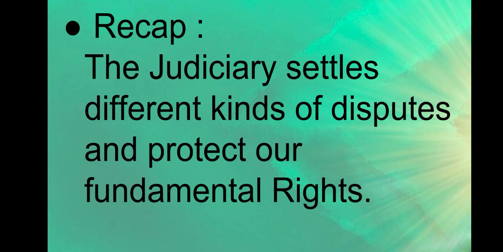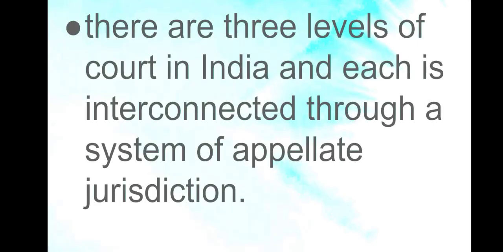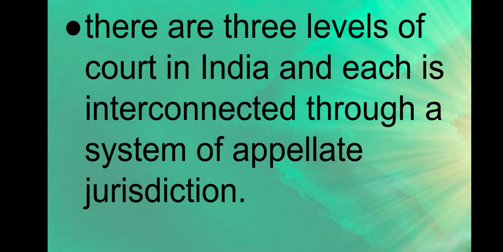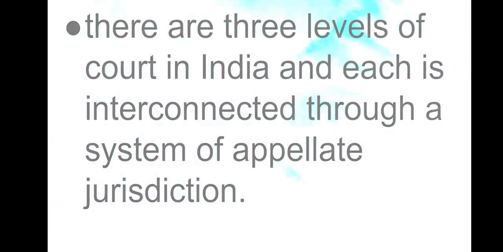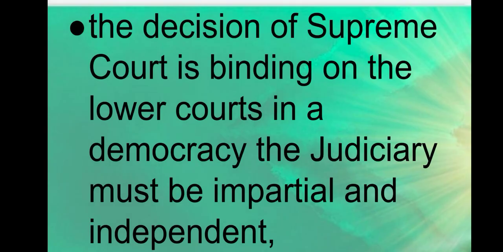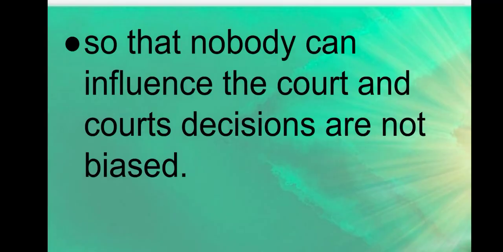The block has so far covered that the judiciary settles different kinds of disputes and protects our fundamental rights. There are three levels of courts in India, and each is interconnected through a system of appellate jurisdiction. The decision of the Supreme Court is binding on the lower courts. In a democracy, the judiciary must be impartial and independent so that nobody can influence the court and the court's decisions are not biased. So, we have learned this much.